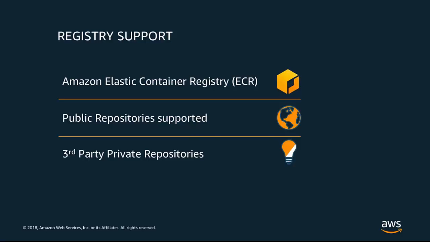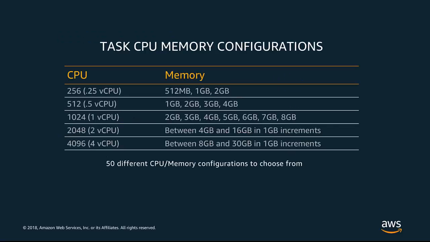AWS Fargate supports multiple container registries, the Amazon Elastic Container Registry, as well as public and third-party private repositories. And Fargate does not restrict you to a fixed resource size. So it gives you the flexibility to meet what your application needs to run best. And it provides a wide range of CPU and memory configurations for your workloads.